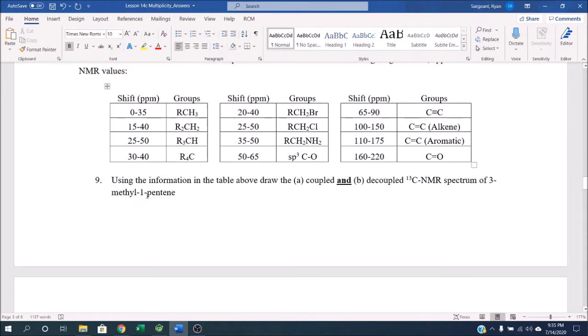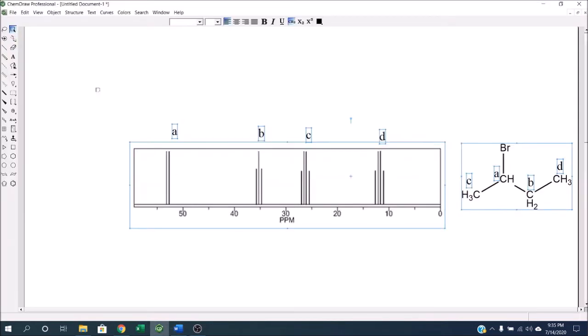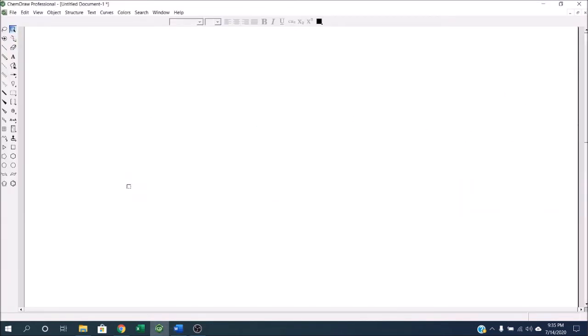So using the information in the table above, draw a coupled and decoupled C-13 NMR spectrum of 3-methyl-1-pentene. So I'm going to go ahead and pull up ChemDraw, clear my plate, and I have 3-methyl-1-pentene. So I need 5 carbons. The alkene is occurring at the 1 position, and there is a methyl at the 3 position. I'm going to try to approximate what the C-13 NMR diagram for this compound will look like.